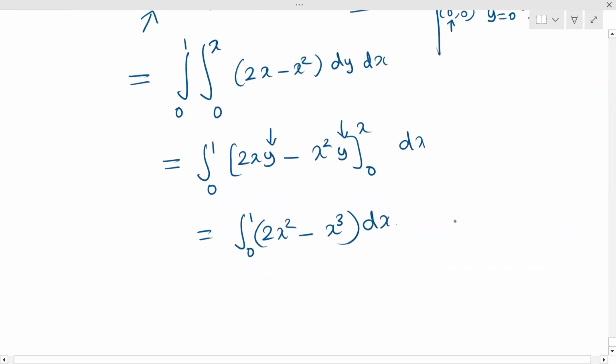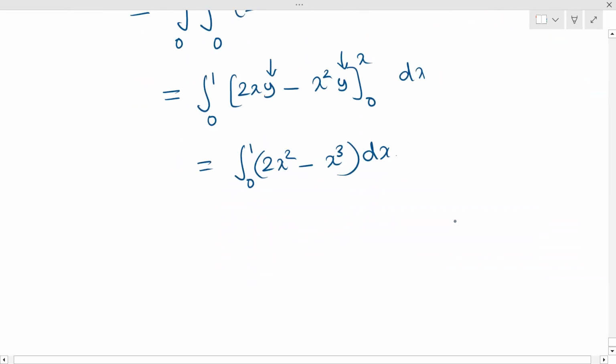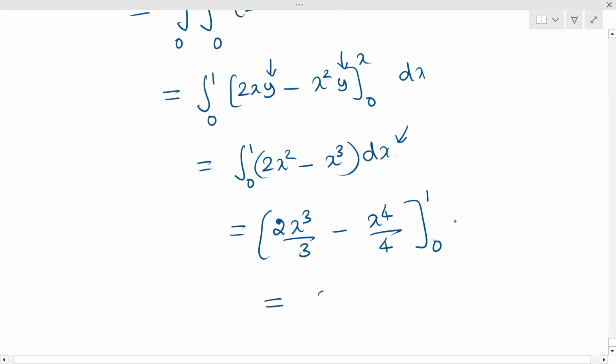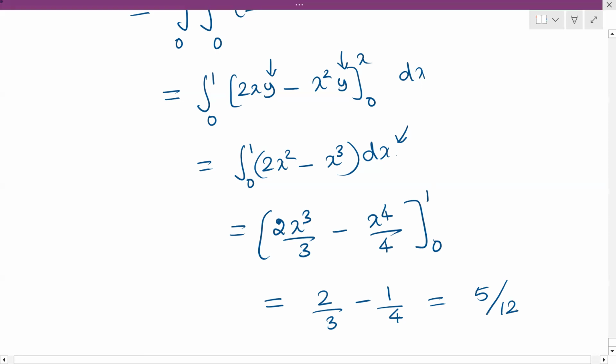Now we have to do the outer integration with respect to the variable x. The first term is x square, the integration is x cube by 3. The second term x cube, the integration is x power 4 by 4. The limit is 0 to 1. So when we apply the limit, 2 by 3 minus 1 by 4, which is equal to 5 by 12. So this is the way to solve the integration.